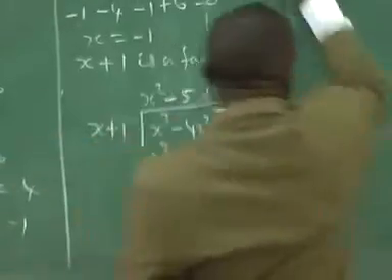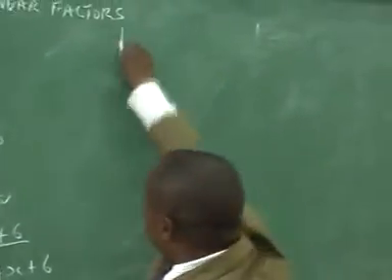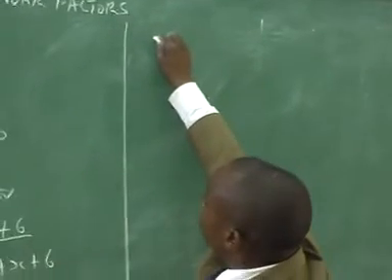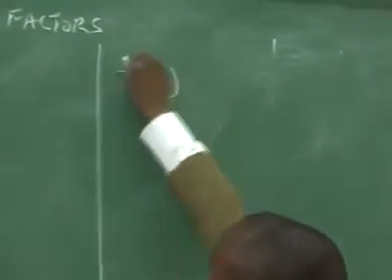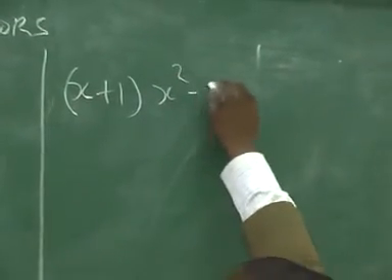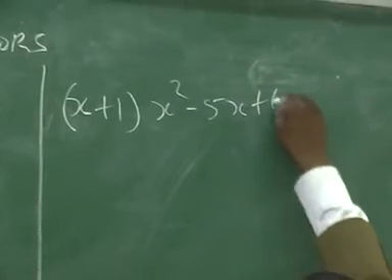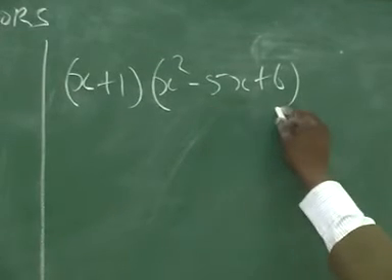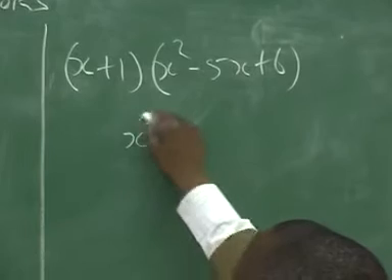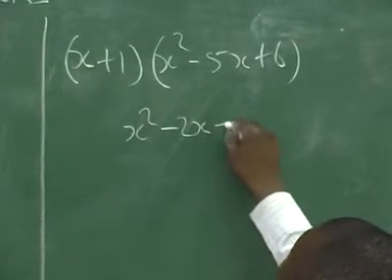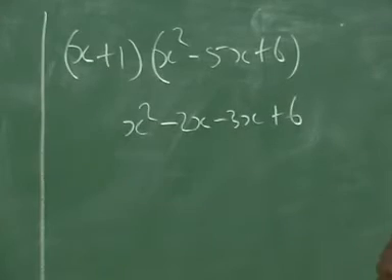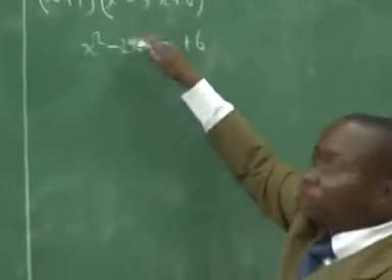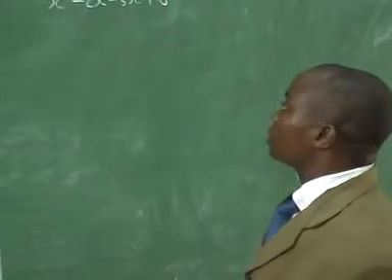So it means what we have here now becomes x plus 1 as a factor and x squared minus 5x plus 6 as a factor. But we can resolve this particular factor using the quadratic equation method. And then we have x squared minus 2x minus 3x plus 6. When we want to solve a quadratic equation, we look at two numbers that will add to get the middle term, and when we multiply, you get the last term. So it will be minus 3x minus 3.